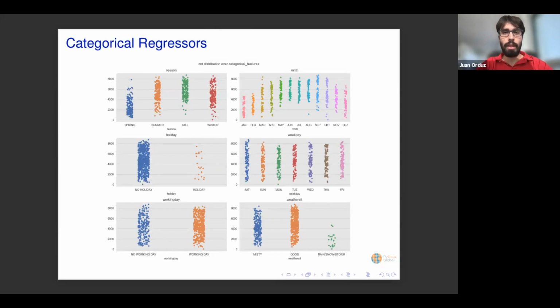In this plot, we also see how the seasonal features actually work. So here I'm plotting the distribution of the count variable across different types of categories. For example, we see that in general, we have a higher bike count on average in summer and fall than, for example, some days in the winter. So we clearly see that in the monthly seasonality.